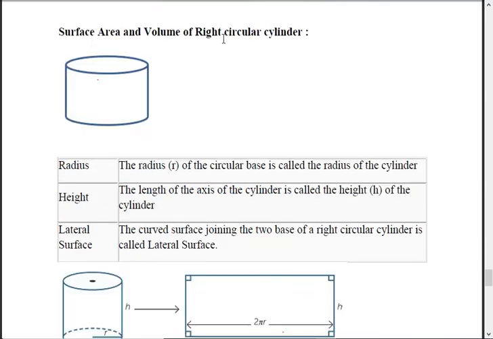Surface area and volume of a right circular cylinder. A right circular cylinder means circle, circle, and this is the height. The radius of a circular base is called the radius of the cylinder. The height is the length of the axis of the cylinder. This is the axis, meaning this height. The lateral surface: the curved surface joining the two bases of the right circular cylinder is called the curved surface.